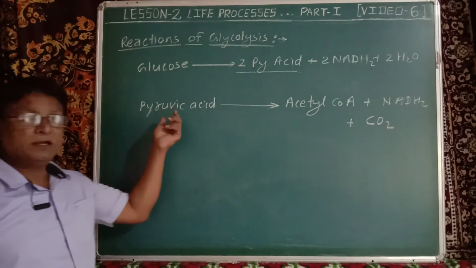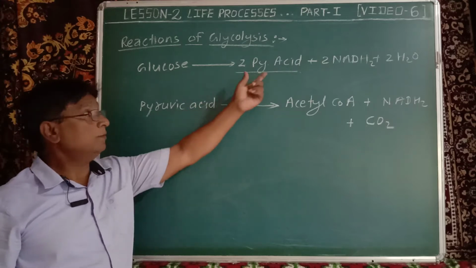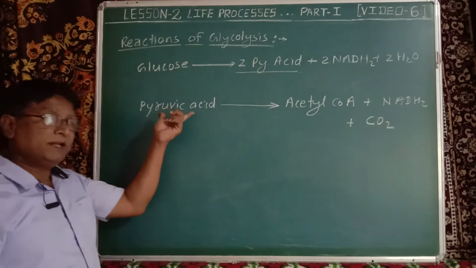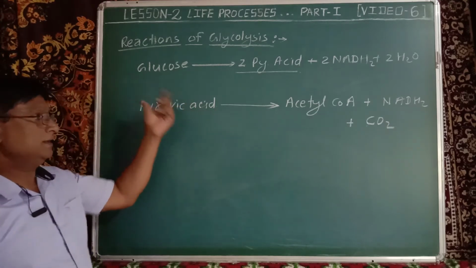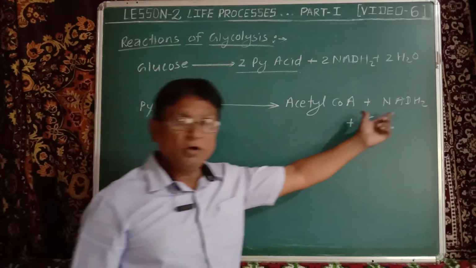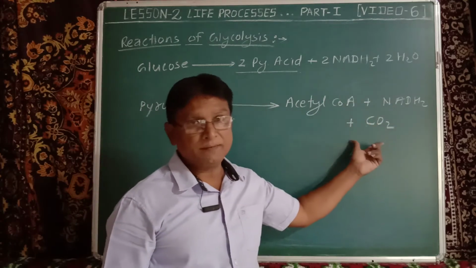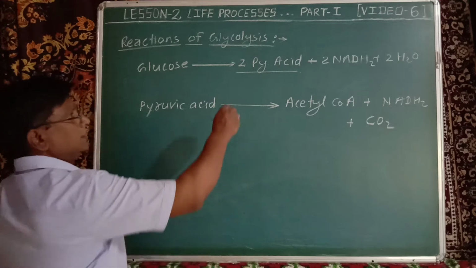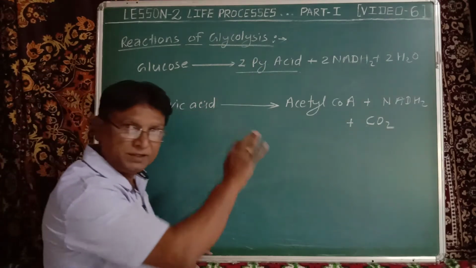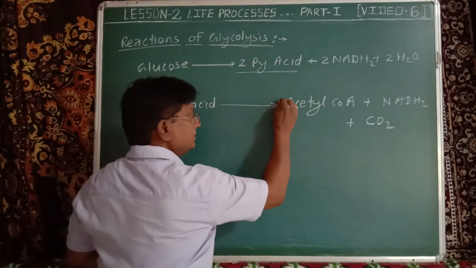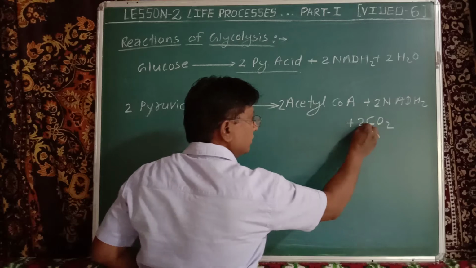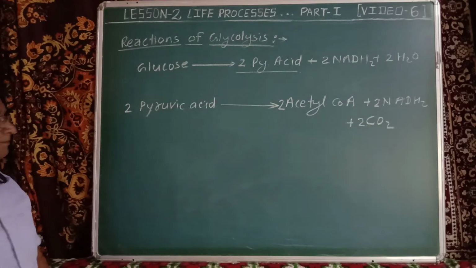Here we have taken 1 pyruvic acid. How many pyruvic acids are formed from glucose? 2. Here we have taken 1 pyruvic acid, hence it gets oxidized into 1 molecule of acetyl-CoA, 1 molecule of NADH2 and 1 carbon dioxide molecule. But if we consider 2 pyruvic acid, then we have to multiply the complete reaction by 2. 2 acetyl-CoA, 2 NADH2 and 2 carbon dioxide molecules will be released.